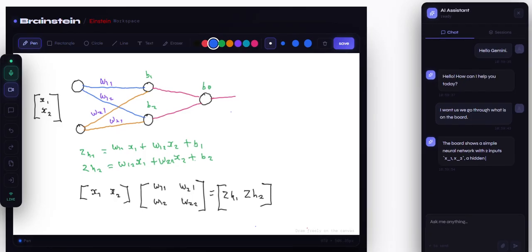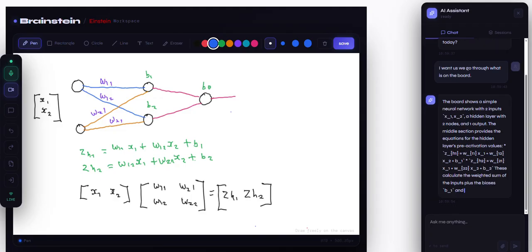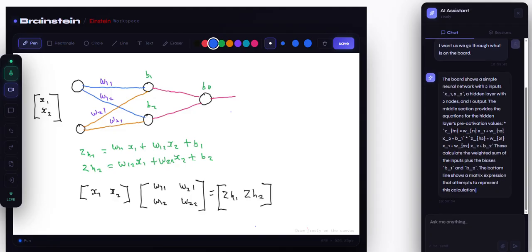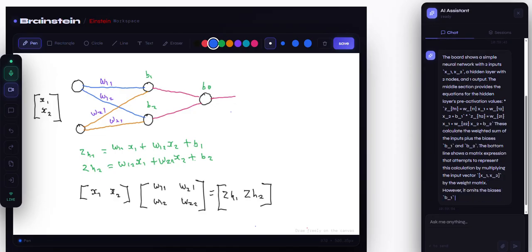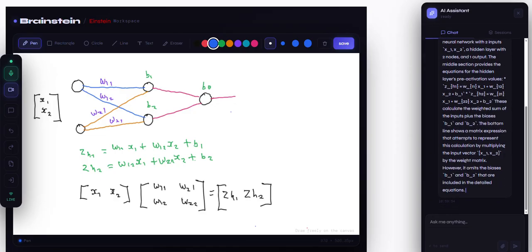The board shows a simple neural network with two inputs, x1, x2, a hidden layer with two nodes, and one output. The middle section provides the equations for the hidden layer's pre-activation values. These calculate the weighted sum of the inputs plus the biases B1 and B2.